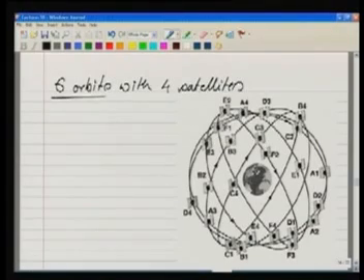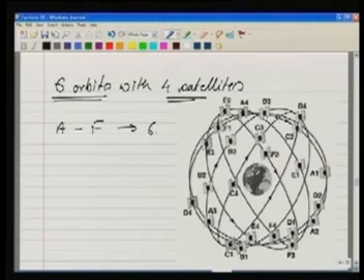Now here is the orbit and satellite positions. These satellites are put in 6 orbits with 4 satellites in each. As you can see here, A to F represents the 6 orbits, and the numbers 1 to 4 represent the satellites. So for example, B3 means it's in the B orbit and it's the third satellite. So we'll have B1, B2, B3, B4.